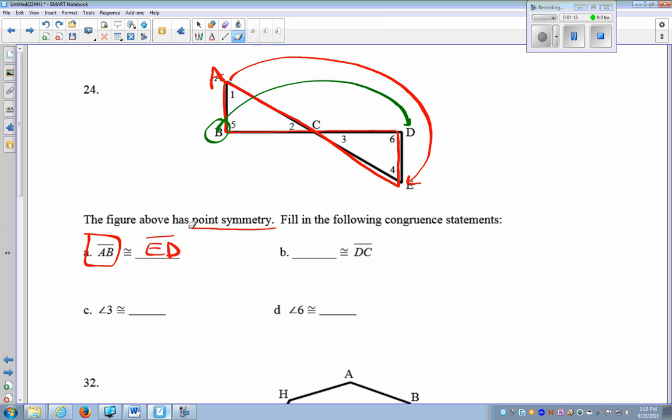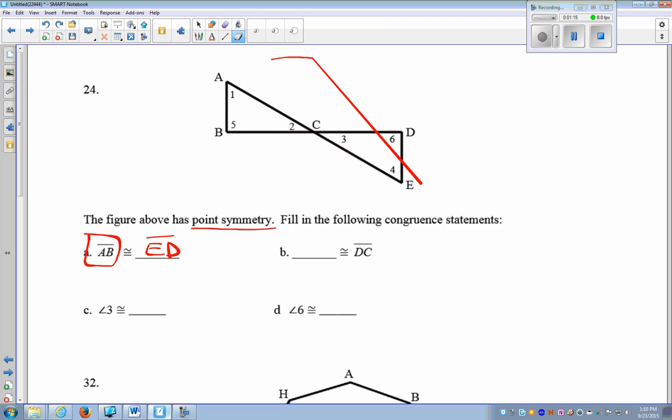Letter B, we're trying to figure out what is congruent to segment DC, this segment here. Well, we already know that D corresponds directly with angle B, and C corresponds with itself. So the answer was BC.